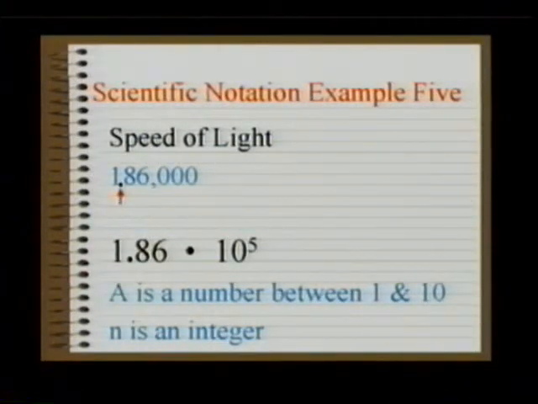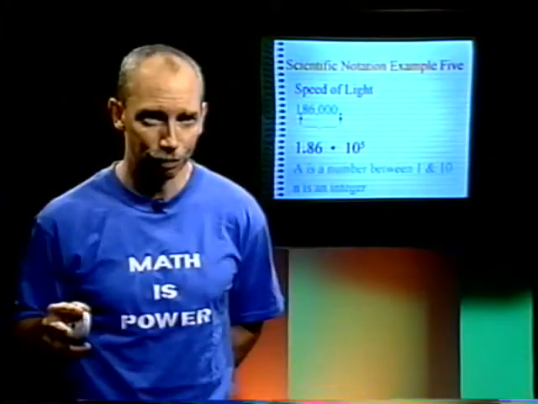So I put it at 1.86, and then I actually physically counted how many places it took to get over there, and it was 5. And that's where I got 1.86 times 10 to the 5th. That's the speed of light written in scientific notation. Let's do a couple more.